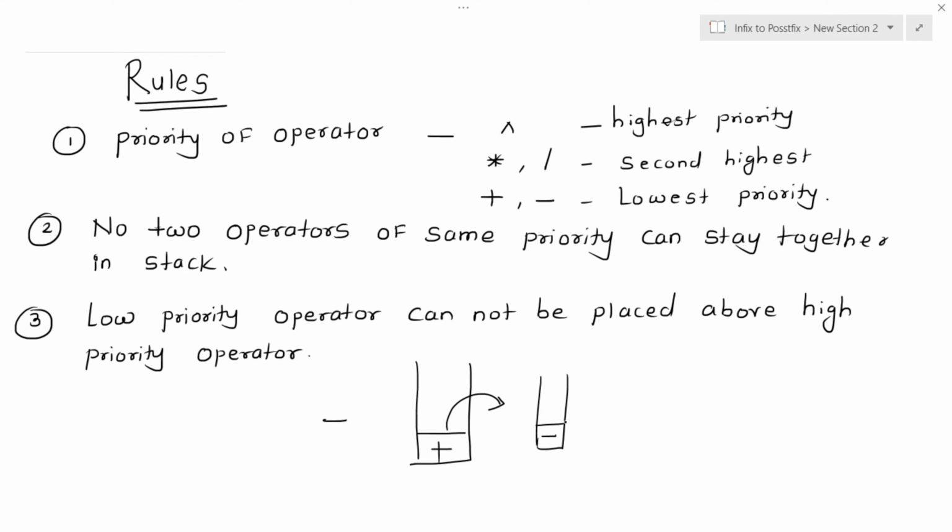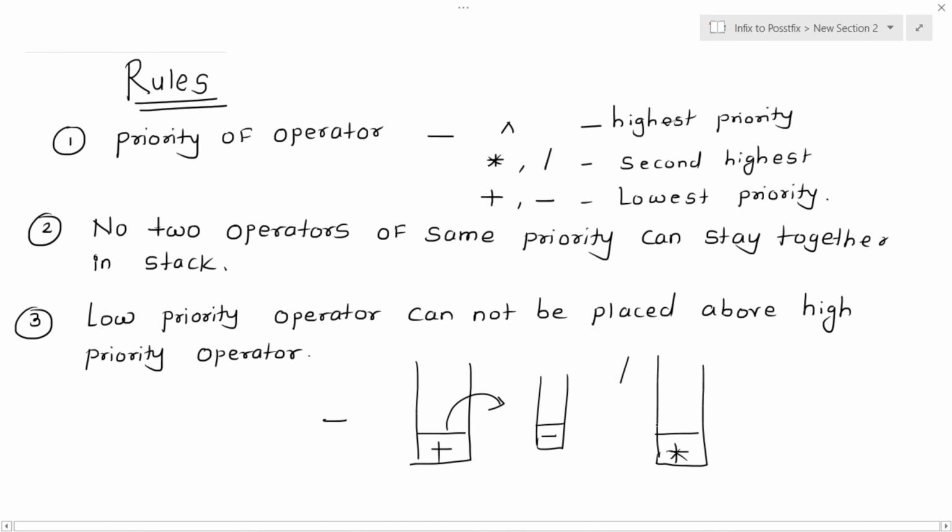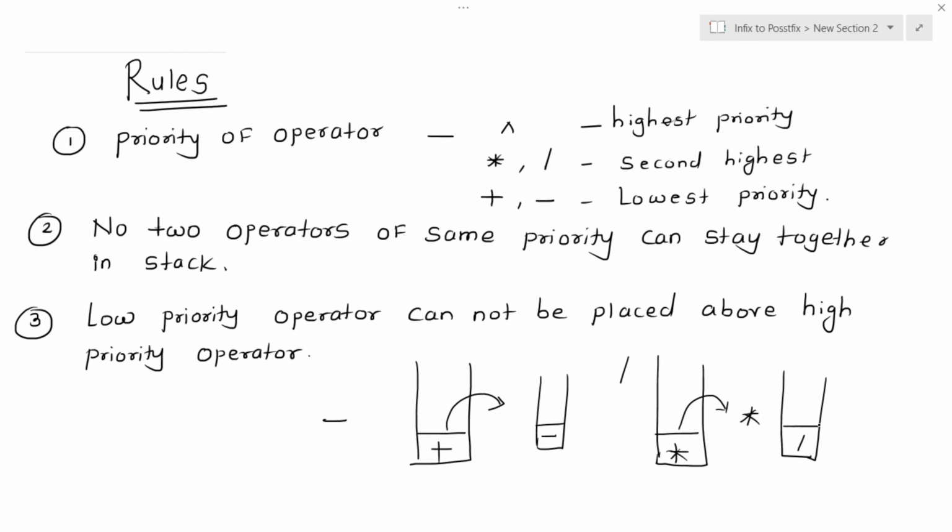Let's consider another example. Here the multiplication operator is already in the stack and the division operator comes. Multiplication and division both have the same priority. If we want to push division into the stack, first we have to remove the multiplication. So here we remove multiplication and then we place division into the stack. So this is a rule: no two operators of the same priority can stay together in the stack. This rule is only for conversion of infix to postfix.